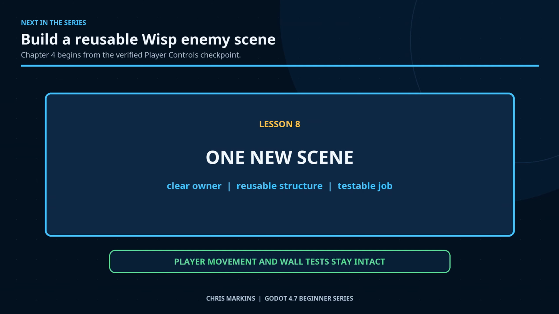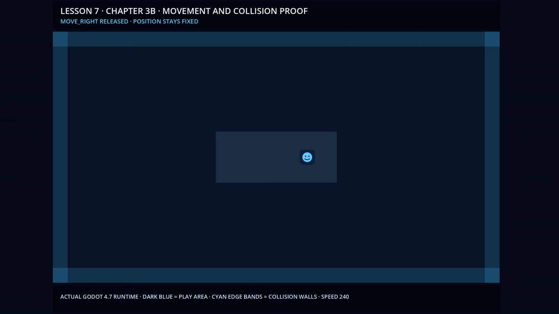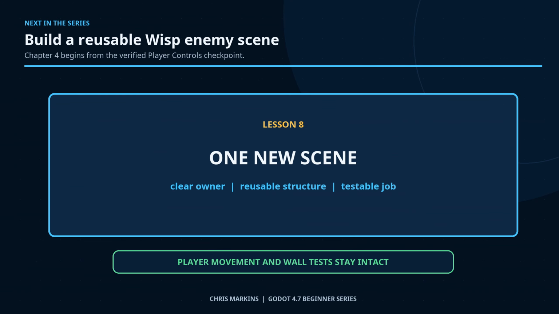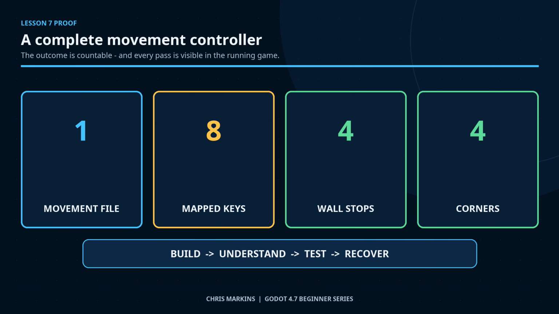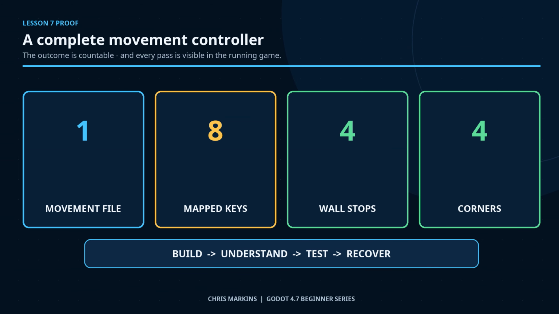Next, we will begin Chapter 4 from this checkpoint and build a reusable Wisp enemy scene. The player movement and wall tests stay intact while we add one new scene with a clear owner and a testable job. This tutorial completes Chapter 3 of Make Your First Godot Game with an AI Agent by Chris Markins.